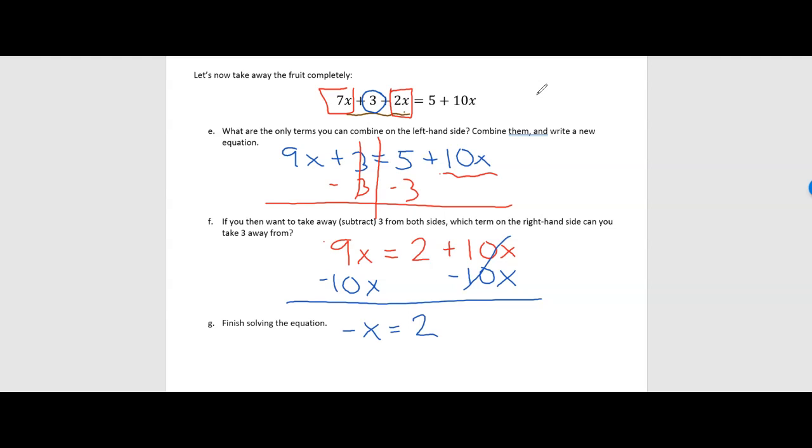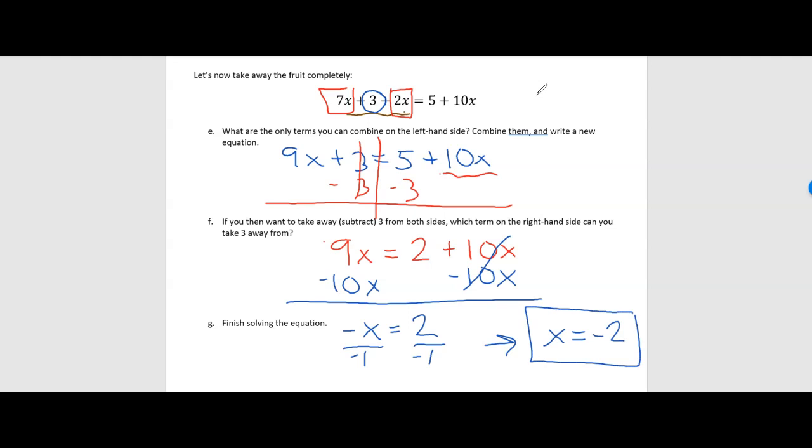Okay, again, if you're confused about the algebra, just pause the video, think through it a little bit more. My last step would be to divide by negative 1. I'm going to come over here. That's going to give me x is equal to negative 2, because 2 divided by negative 1 is negative 2.